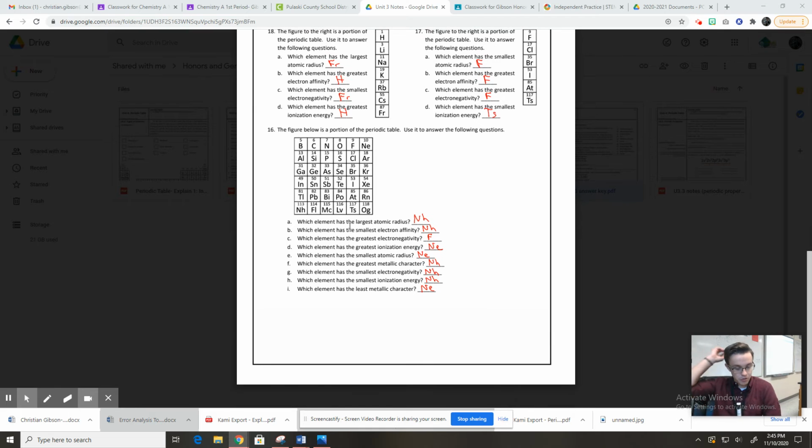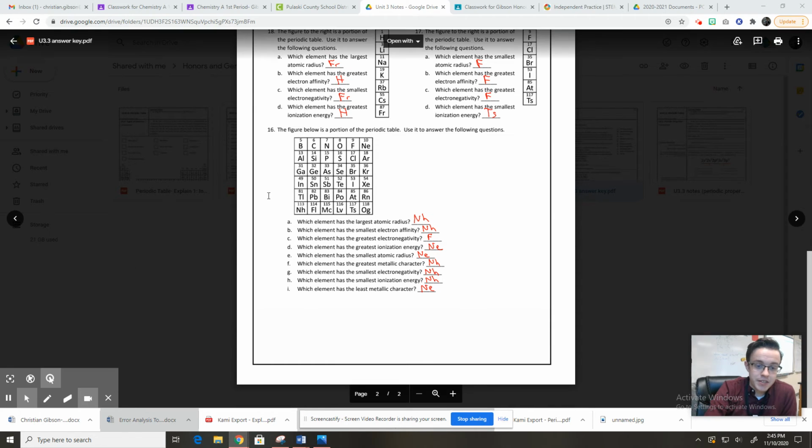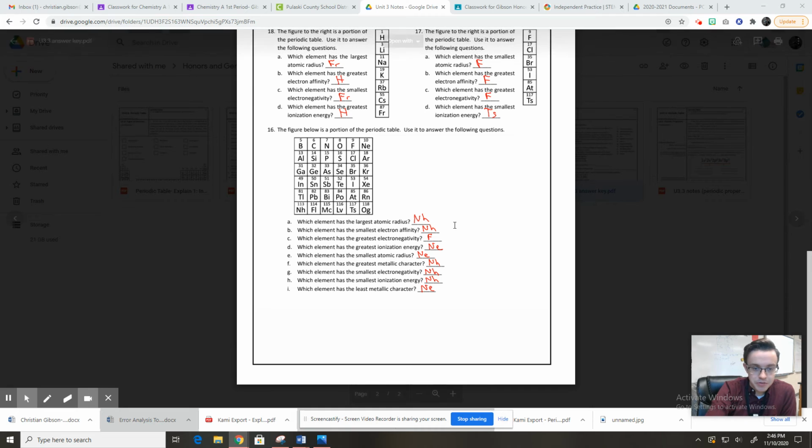All right, and lastly, we're almost done. Here is a whole section of the periodic table, okay? And let's use it to answer the following question. So which element has the largest atomic radius? Atomic radius increases as you go to the left and as you go down. So the element furthest left and furthest to the bottom has the biggest atomic radius, NH. Smallest electron affinity: electron affinity increases as you go up and to the right. So NH would have the smallest electron affinity, okay?